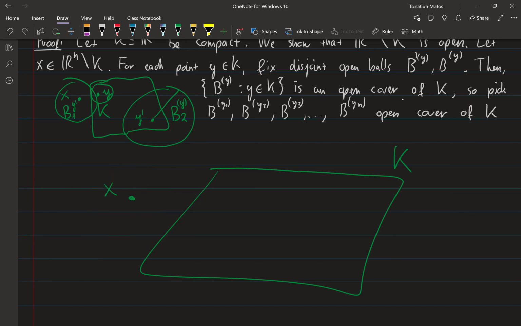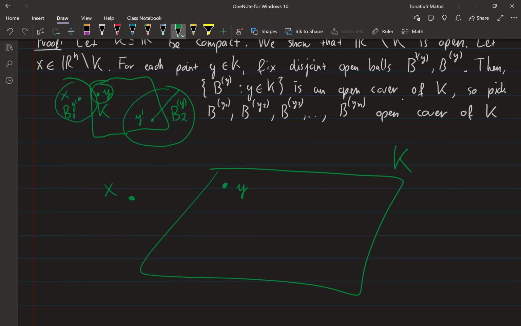Now, I don't know how to do that, but I know how to do that pointwise. And this is exactly what I mean when I say that compactness translates an infinite property into something finite. Because I don't know how to isolate X completely from K, that's what I want to prove. But I do know how to isolate it from each point of K. But K has infinitely many points, or could have infinitely many points. So I have to translate this to a finite property.